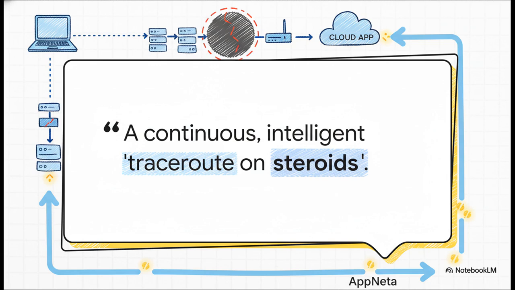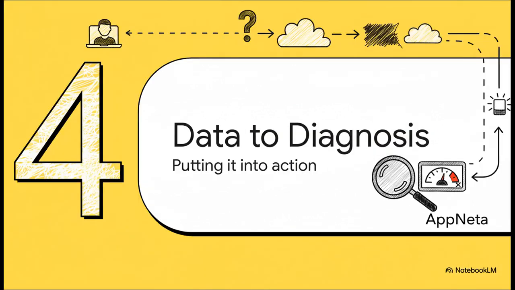Think about it. A normal traceroute just shows you a static path one time. PathView does it every single minute, and it intelligently analyzes every single hop for latency, for packet loss, for congestion, giving you a live, moving picture of your network's health. It's a game changer. Okay, so that's the tech. Pretty cool, right? But let's make this real. How does all this data actually translate into solving a real-world problem? Let's see it in action.